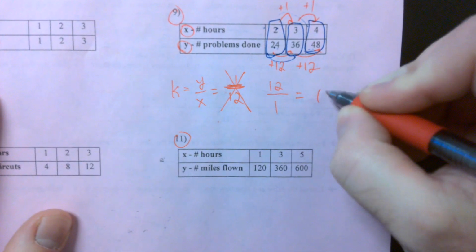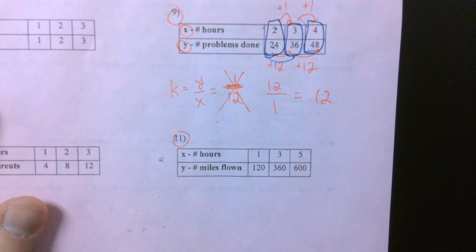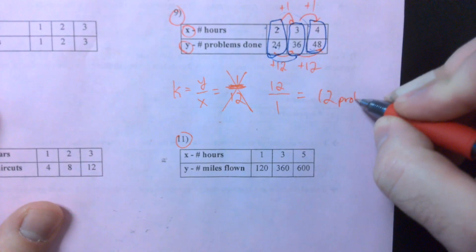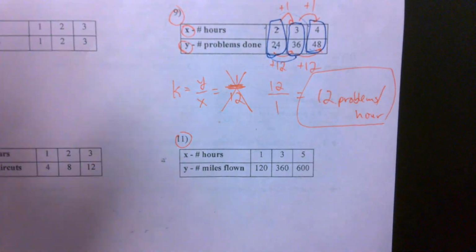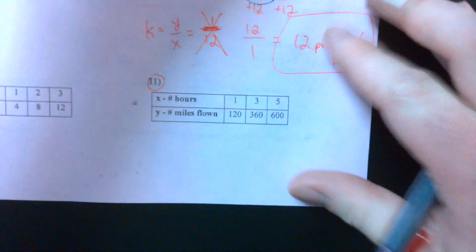What are my units, though? 12 what? 12 problems per hour. 12 problems per hour. All right? Get that copied down if you don't have it.